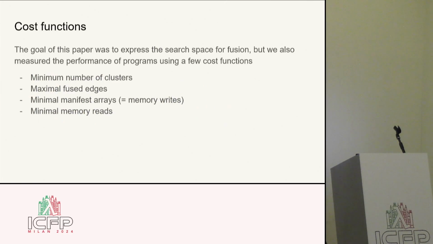So all of the things we've seen so far describe the search space, which is the main contribution of this paper. Of course, in order to actually use an ILP, you need a cost function. We didn't write any great ones, in my opinion, partly because we don't have any static array sizes in Accelerate, which is the language we implemented this in. But we wrote some dummy cost functions to be able to run this and to get some benchmarks. So we can minimize the number of clusters, we can minimize the number of edges that are not fused, arrays that are manifest, etc.